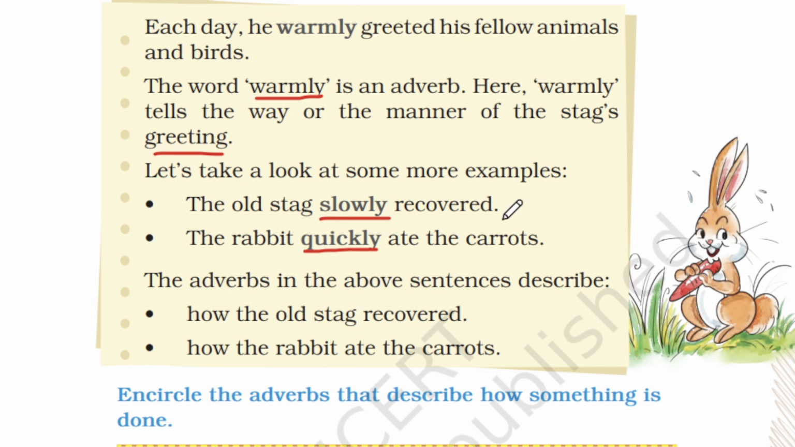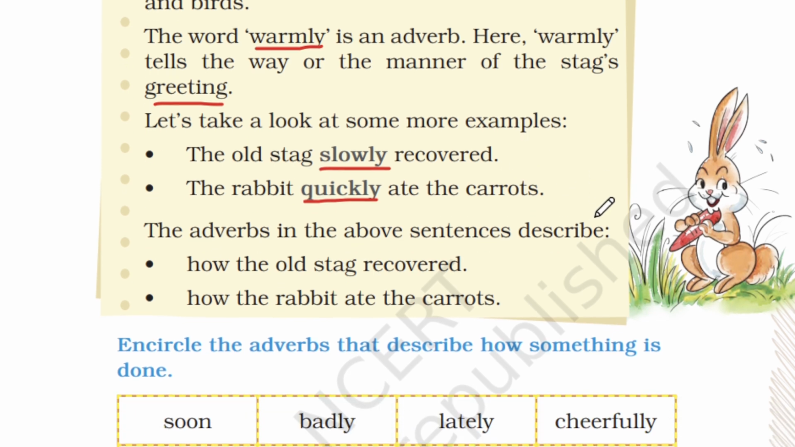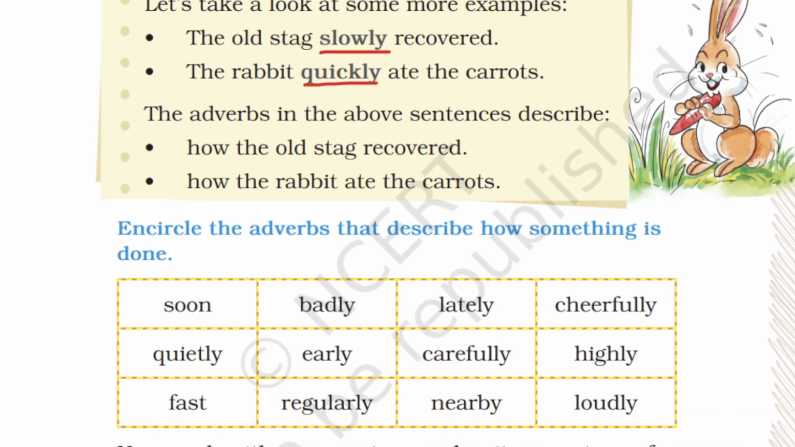Okay. So the adverb in the example sentence describes how the old stag recovered. So how was he recovered? How did the rabbit eat the carrot? Quickly, the rabbit ate the carrot. Okay. So encircle the adverbs that describe how something is done. Here we have soon. Soon is an adverb. You can frame a sentence: Ram came to school very soon.